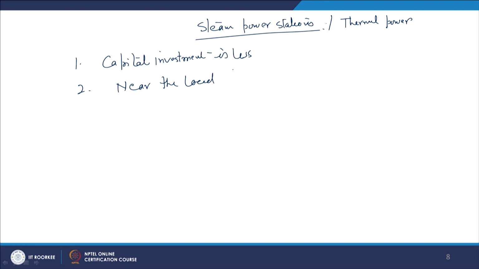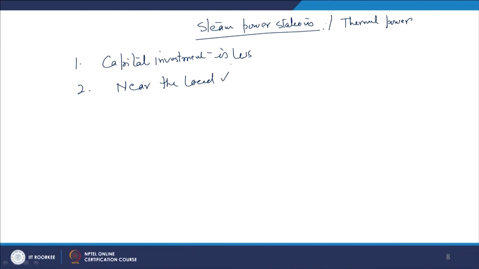There are no issues; only the availability of coal is a concern, and coal can be transported by railroad. The gestation period is also less. If you compare with hydropower plants, rehabilitation has to be done, and the construction period is quite high compared with thermal power plants. They can be easily installed near the load, and the power can be generated.